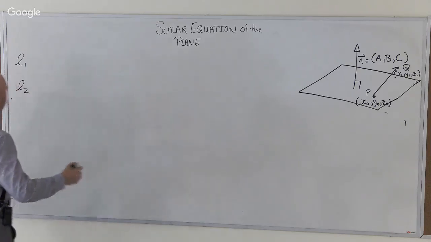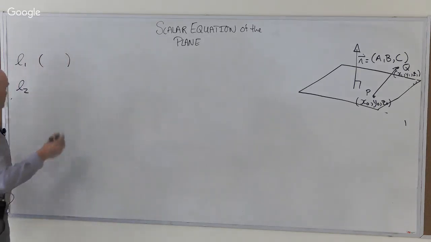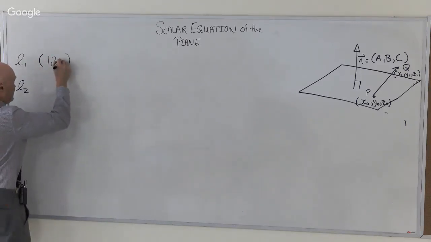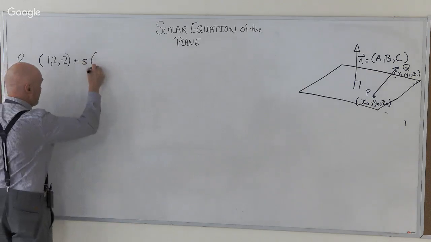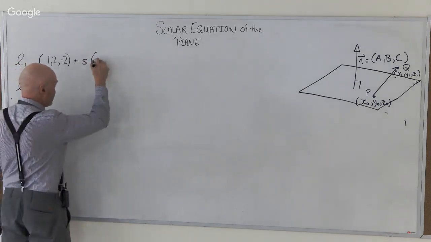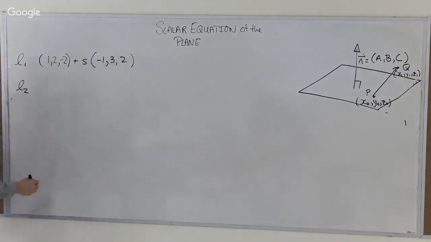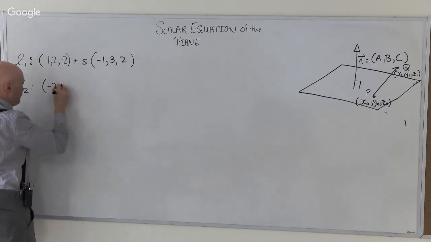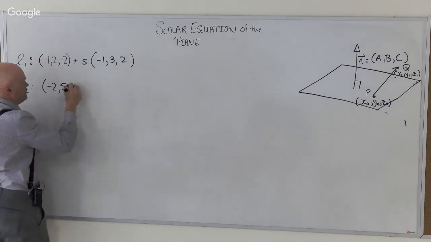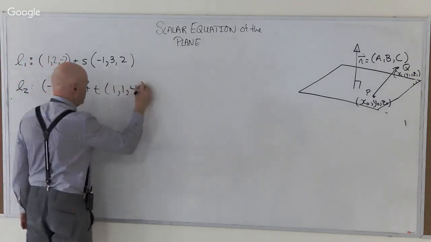All right. Line one. I need a position vector. And I'm not going to go to you guys for it because it's just too unpredictable. So there's my position vector, and here is my direction vector, -1, 3, 2. There's line one. Position vector plus the direction vector. Here comes line two, -2, 5, 2 plus t times 1, 1, 4.